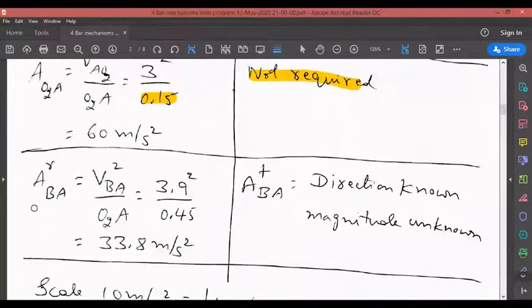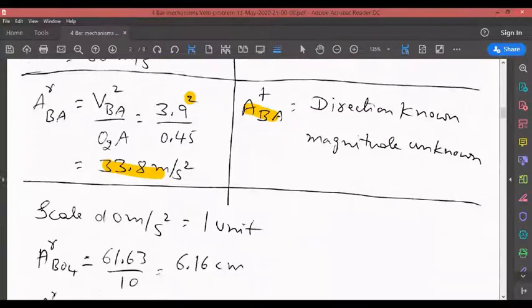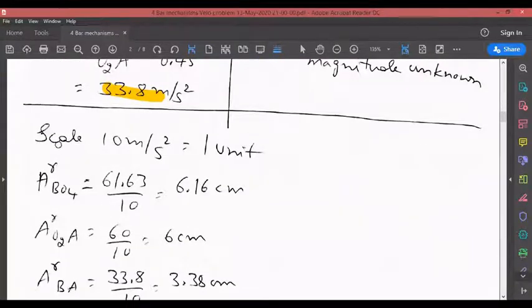Then the radial component of acceleration of link BA, for which 3.9 is the velocity of point B with respect to A: take the square of that divided by the length of the link, that is 450 millimeters. After calculation, we got 33.8 meters per second squared. Here also the tangential component of BA is unknown, the magnitude is unknown, but the direction will be perpendicular to the radial component. So now, to draw the acceleration diagram, let us take a scale.